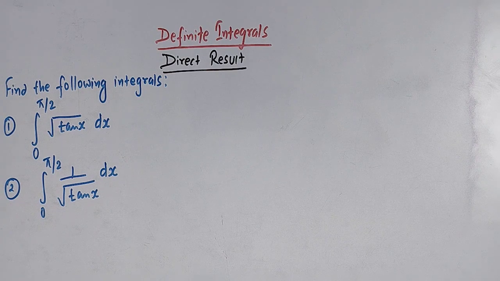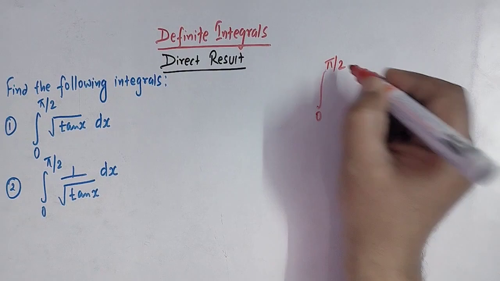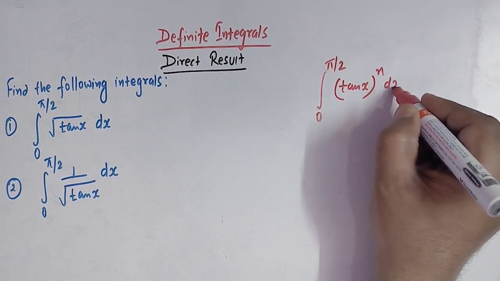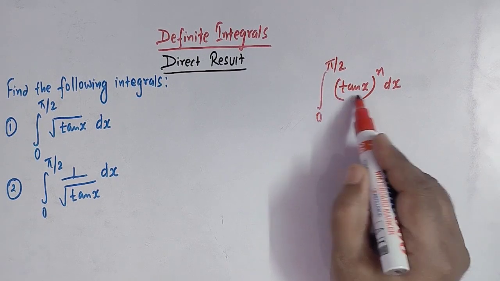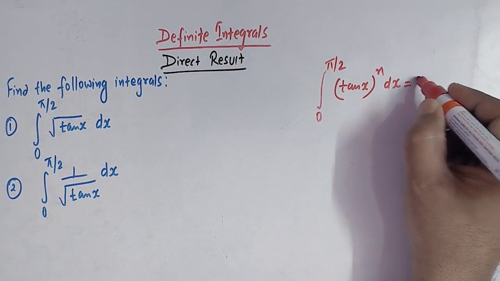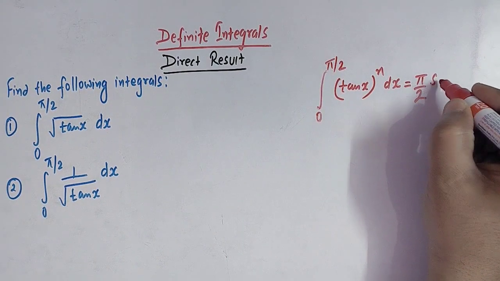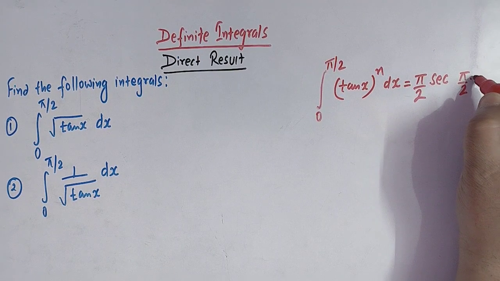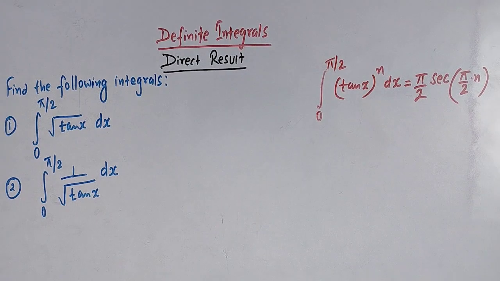So now the direct result is, if we have the integral from 0 to pi by 2 and the integrand is tan x raised to n, then the direct value of this integral is pi by 2, that is the upper limit. So we have here pi by 2, and then we'll write sec of pi by 2, and we multiply this pi by 2 by n, by this exponent n.